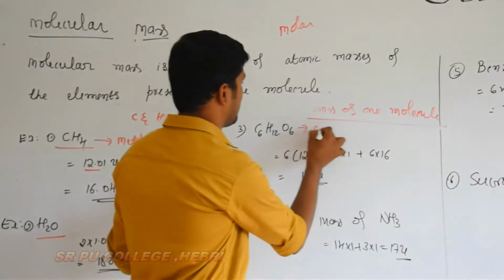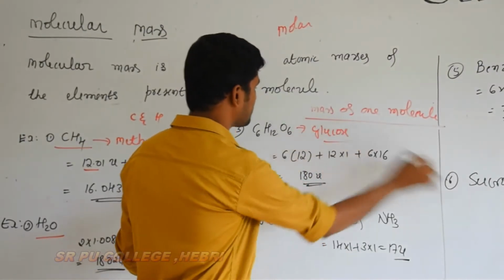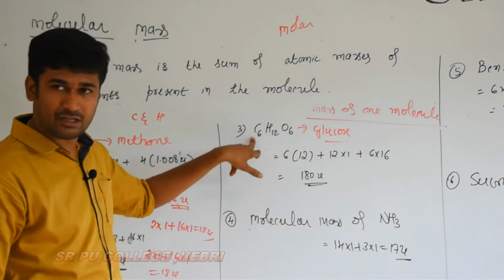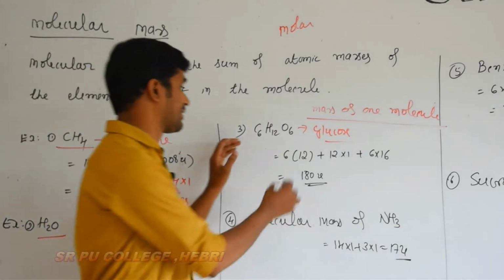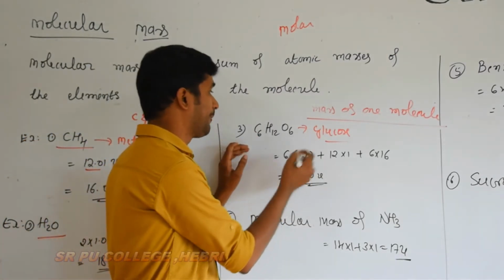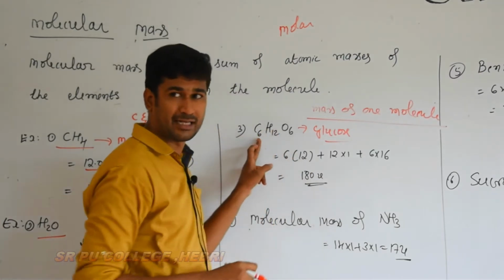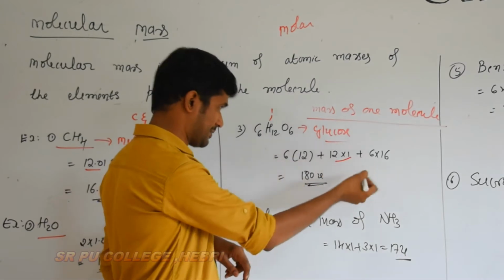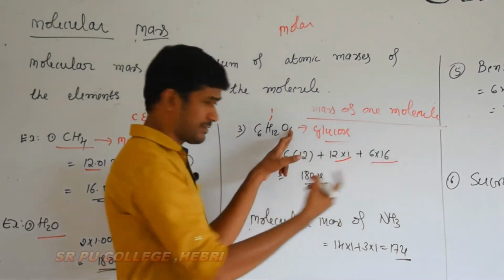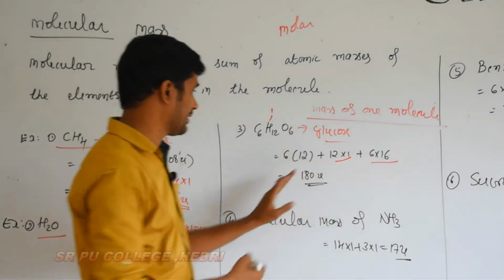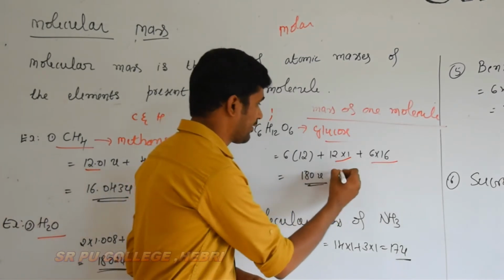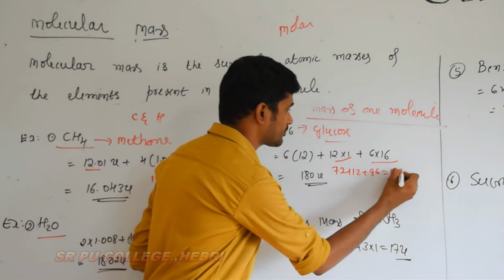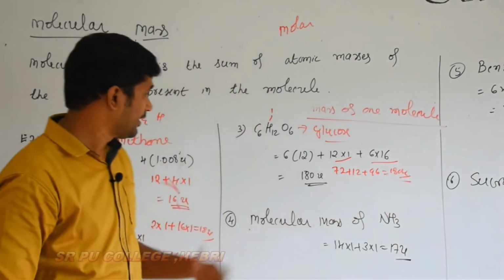Similarly, one more example. This is glucose. In glucose, there are 6 atoms of carbon, and its atomic mass is 12. So 6 into 12 plus 12 hydrogen atoms. What is the atomic mass of hydrogen? 1. So 12 into 1 plus 6 into 16, that is 96. So you add 72 plus 12 plus 96. That is equal to 180 unified mass.